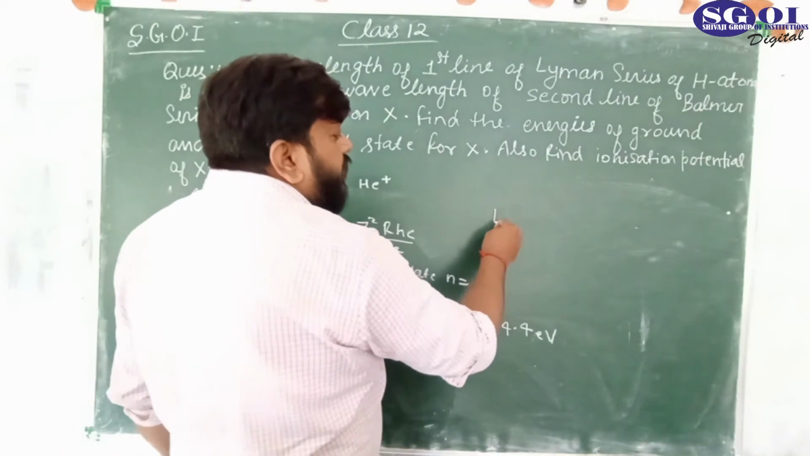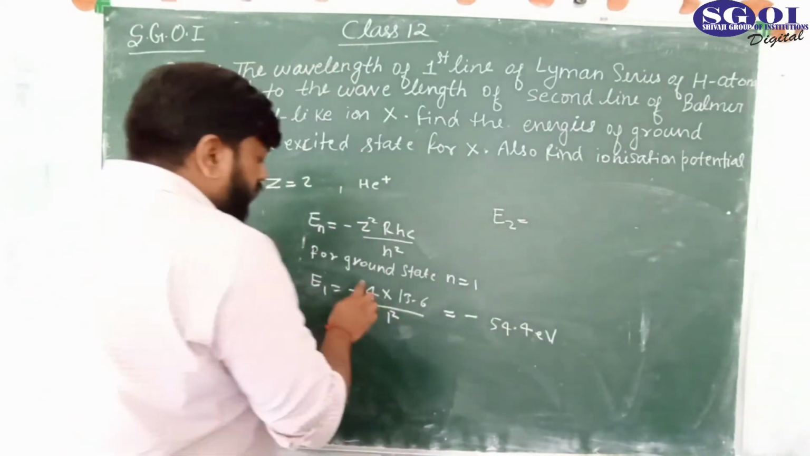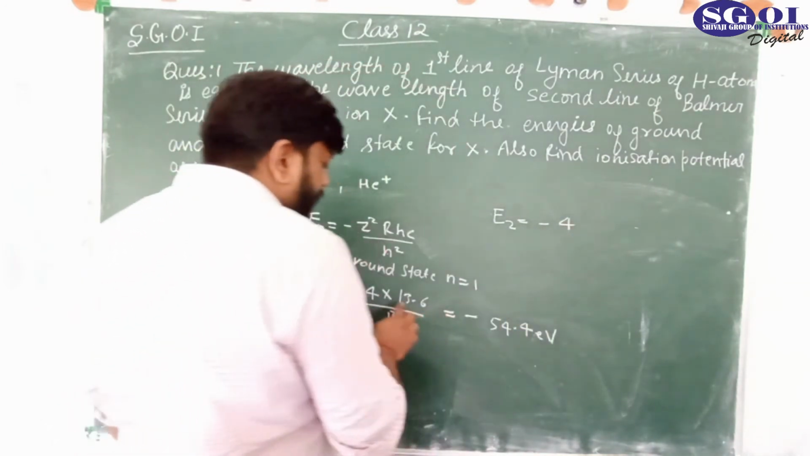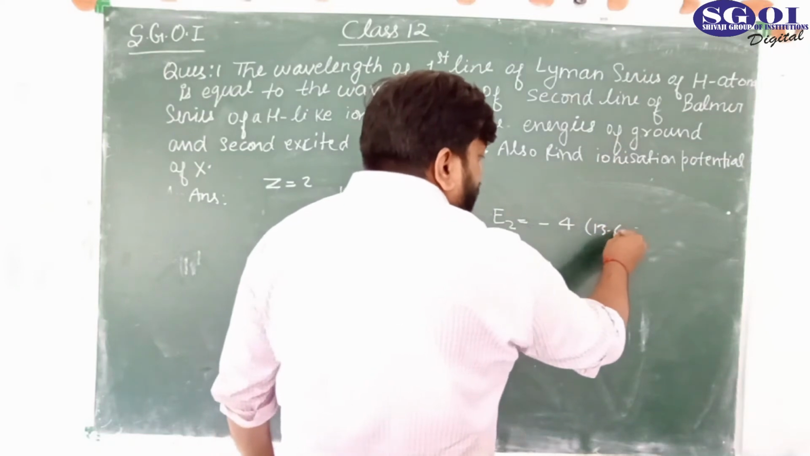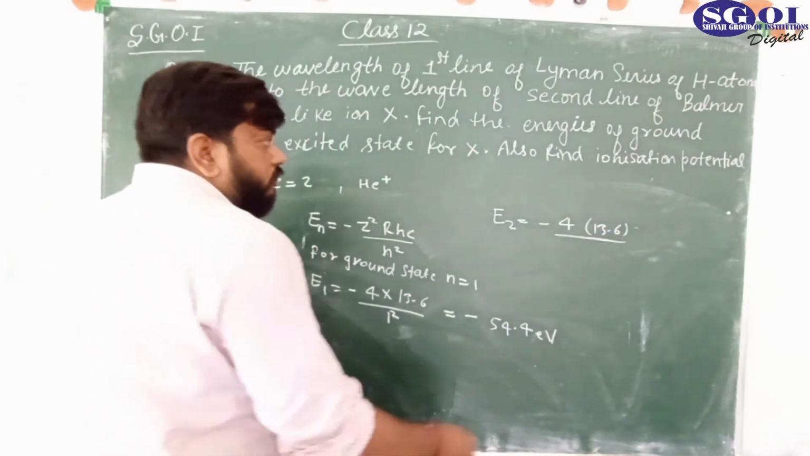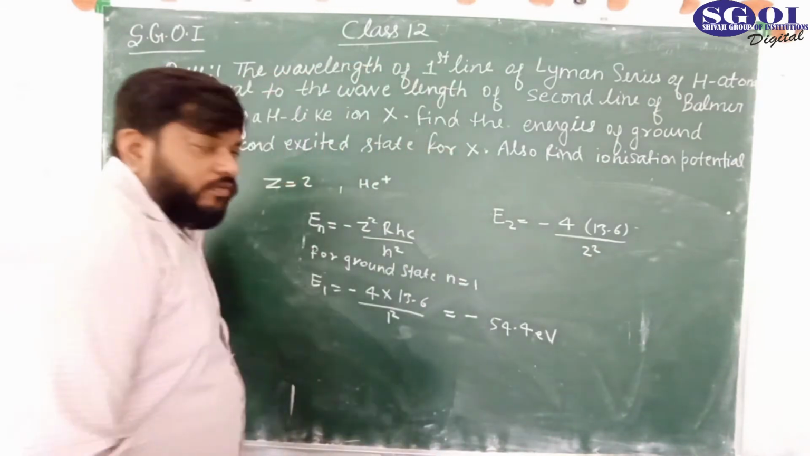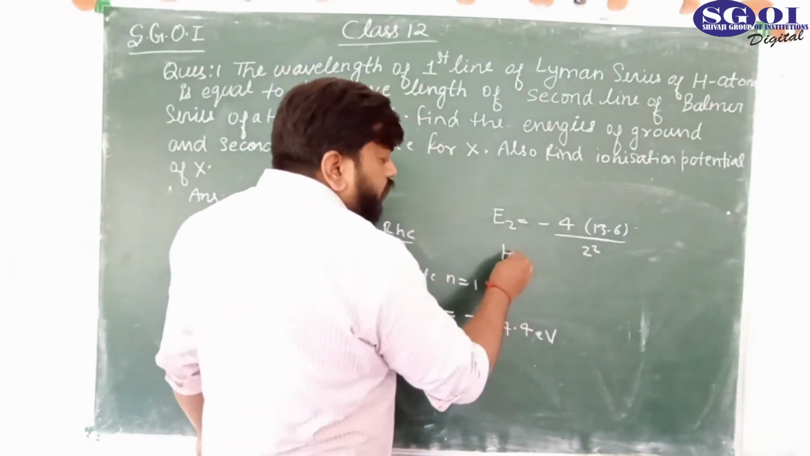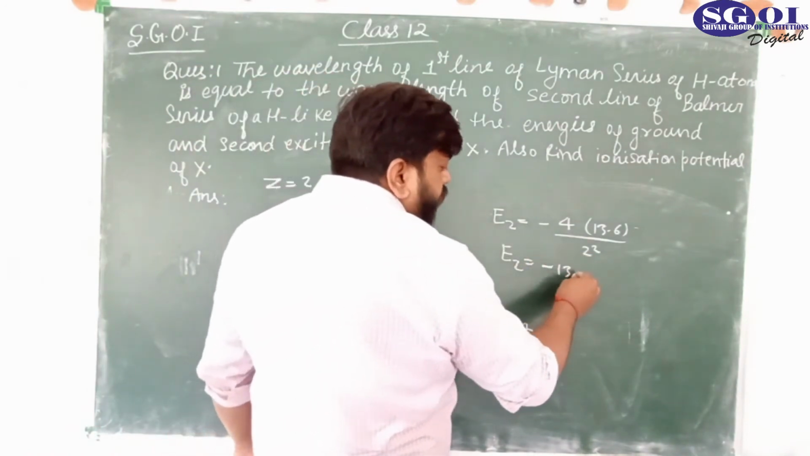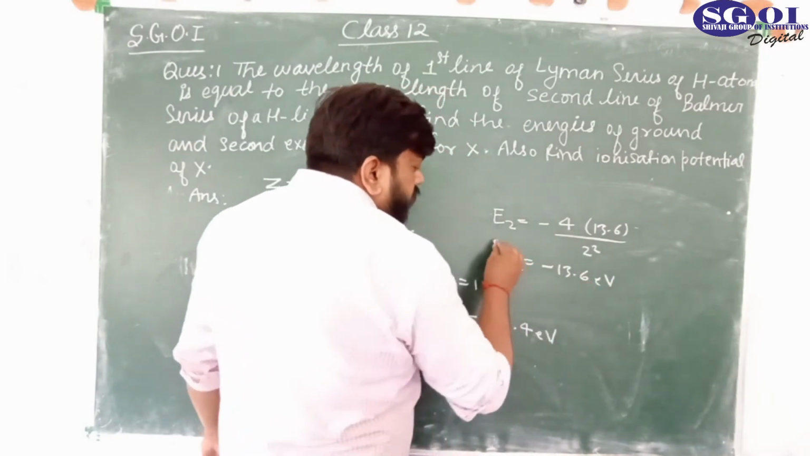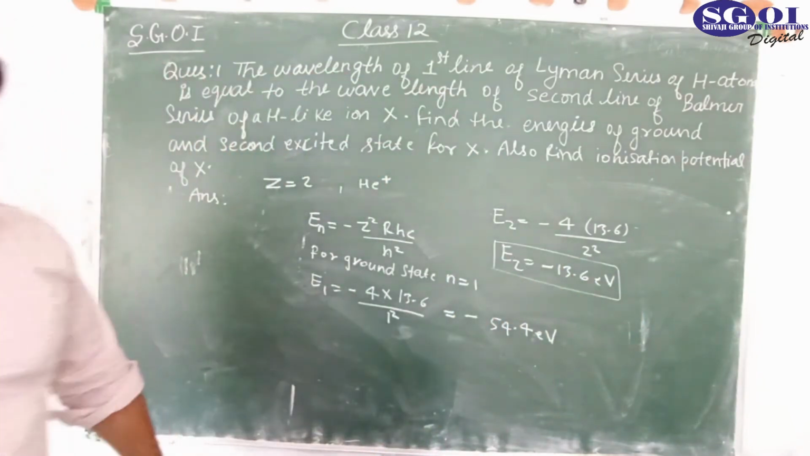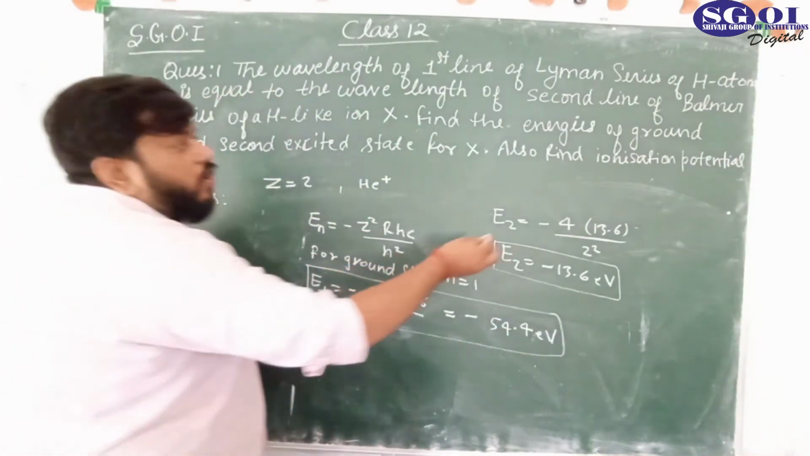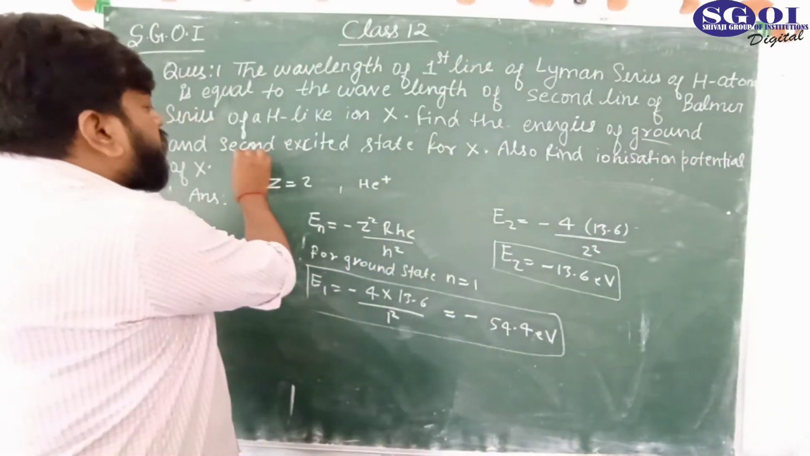Now what is the energy in the second state? E2 is minus Z square, which is 4, and Rsc is 13.6 upon n square. For the second excited state the value of n is 2, so just put 2. So E2 would be minus 13.6 electron volt. This is the value of E2. This is the value of energy in the ground state. So we have solved the ground state and we have solved the second excited state.